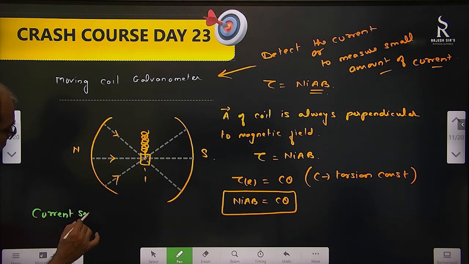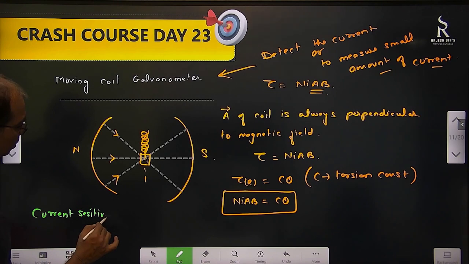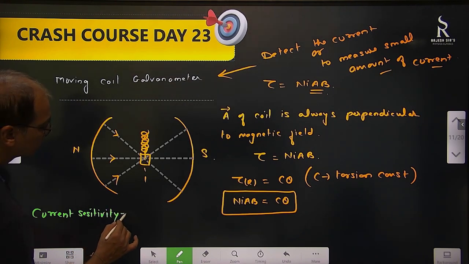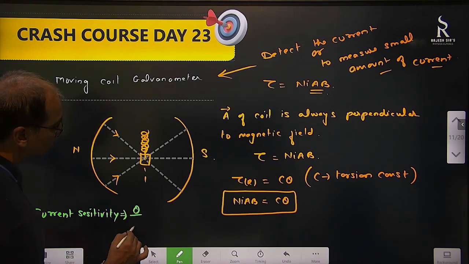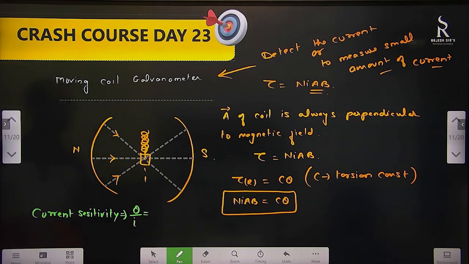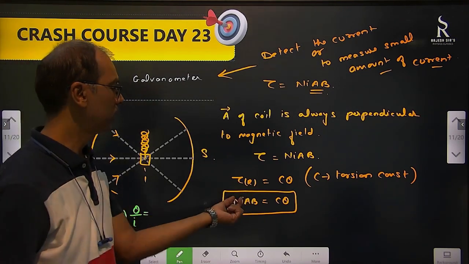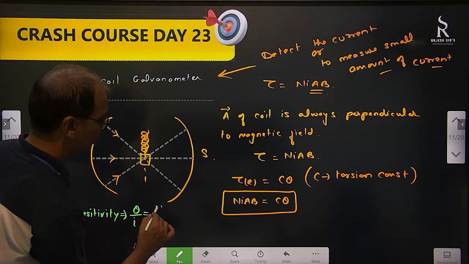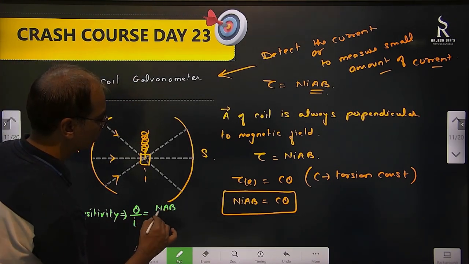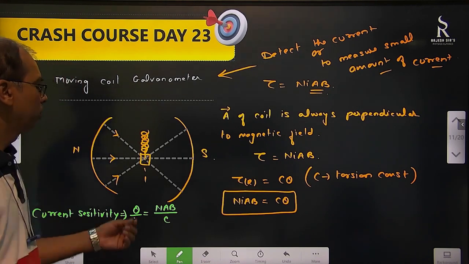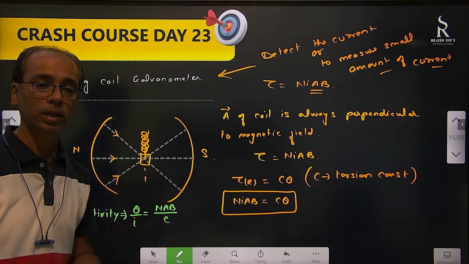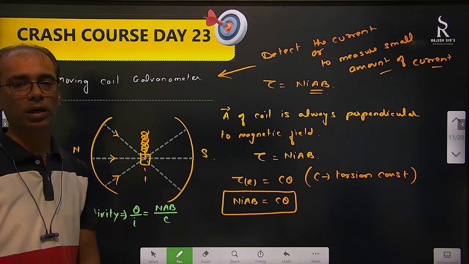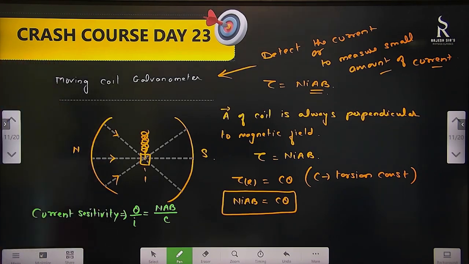Current sensitivity is actually theta by I: deflection produced per unit current. So what is it? Theta by I, which will be NAB by C. Okay, so we can increase current sensitivity by making more number of turns, more area, more magnetic field, or by decreasing the torsion constant here.